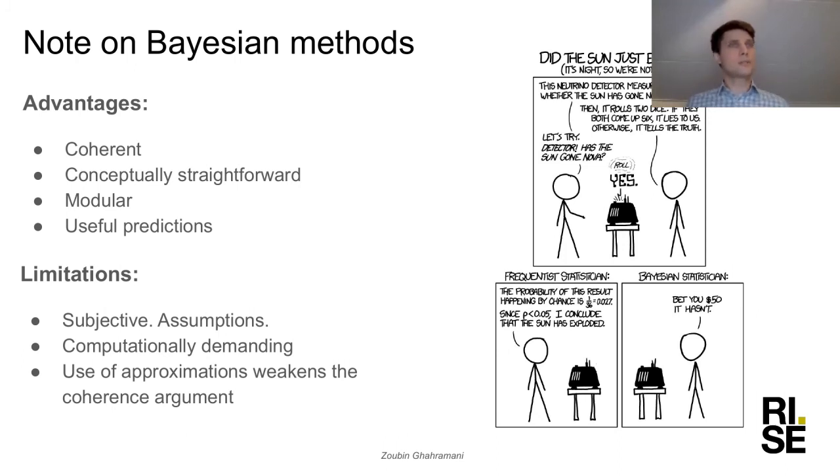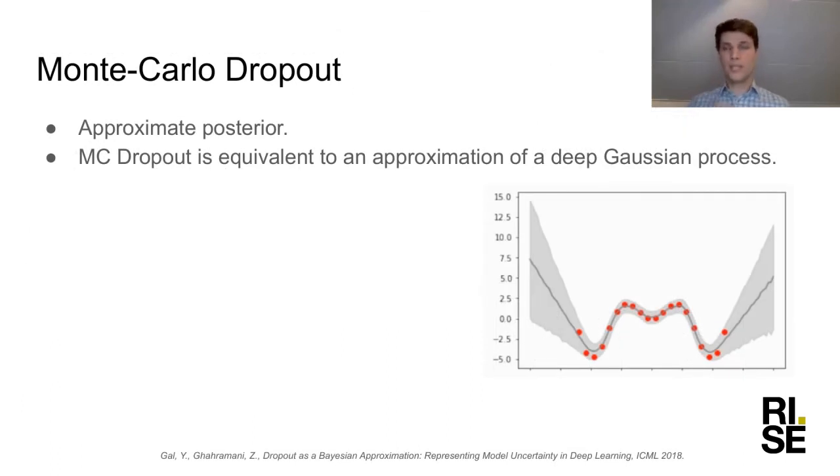The methods are computationally demanding, and you have the integrals to compute, even if variational methods can sometimes replace the integration with optimization. Yet again, the approximations may also weaken the coherence argument, in the way that we're not training for the true posterior, but we're training a variational estimate of it. As I mentioned, the authors of the Monte Carlo dropout paper present this as an approximate posterior, and this is equivalent to an approximation of deep Gaussian processes.